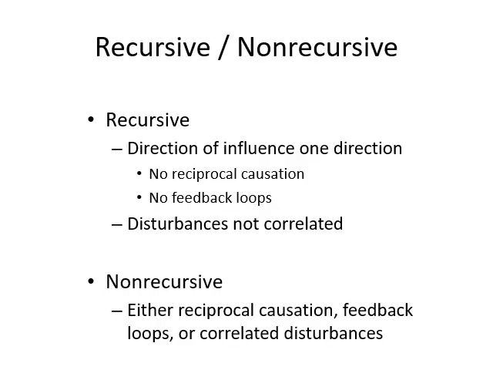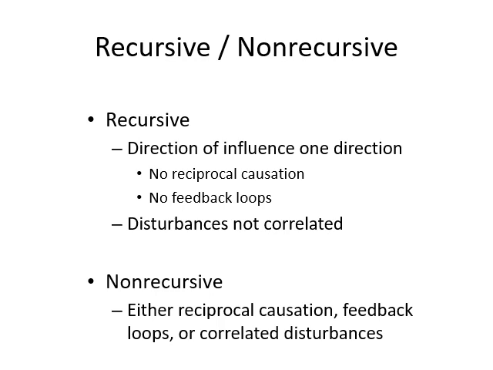The other thing we have to ask is, is the model recursive or non-recursive? A recursive model means the direction of influence is determined. There's no reciprocal causation. There are no feedback loops. Disturbances are not correlated. Disturbances basically mean error. We're not allowing error to be interrelated to each other. We're not looking for error to be correlated with other error for latent variables. And we're also dictating the direction of the influence based, hopefully, on past theory.